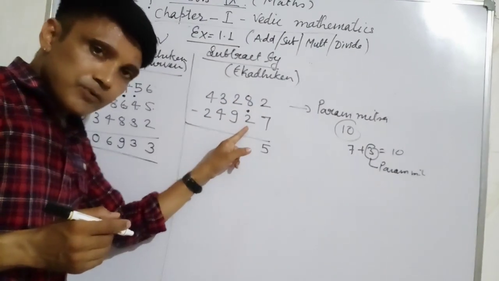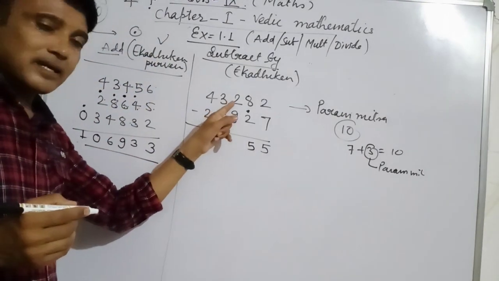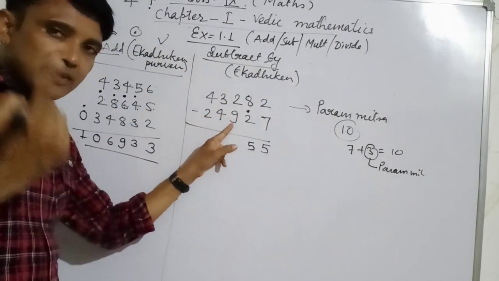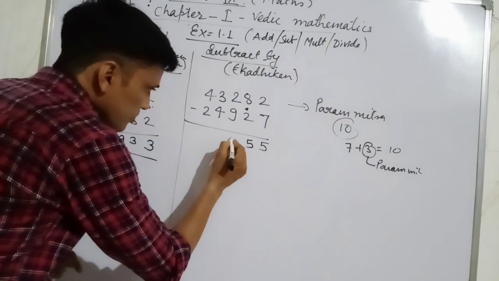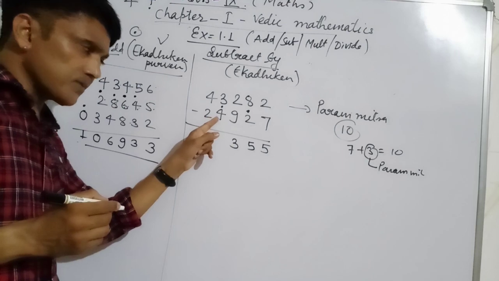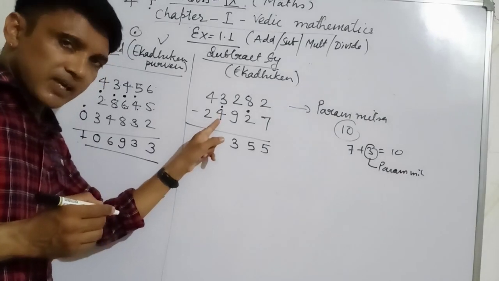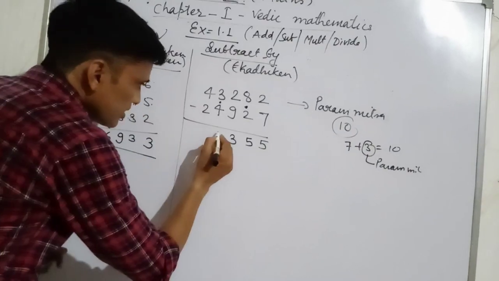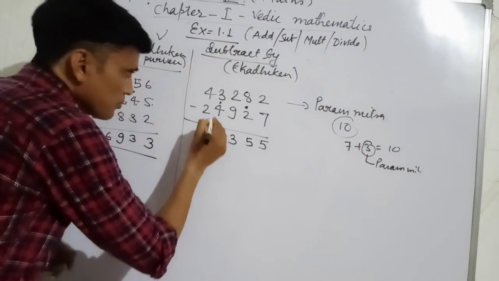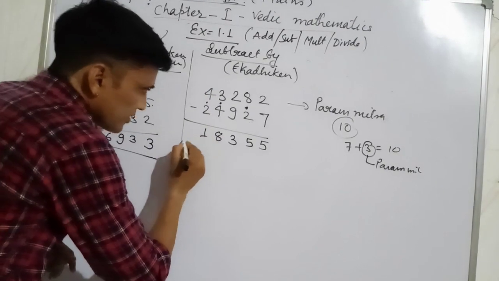3 subtracting from 8, remaining 5. Again, 9 is not subtracting from 2. The Param-Mitra of 9 is 1. 1 plus 2 is equal to 3. Put a dot here. Now this is not 4, this is 5. 5 is not subtracting from 3. The Param-Mitra of 5 is 5. 5 plus 3, 8. Put a dot here. 3 subtracting from 4, remaining 1.